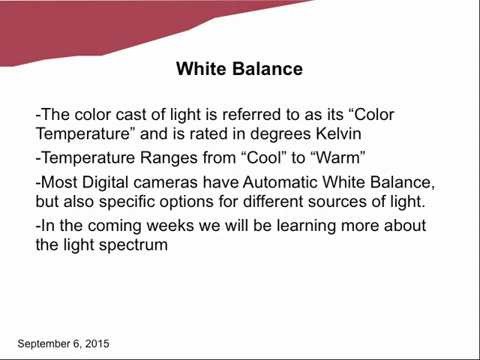In white balancing, the color cast of light is referred to as its color temperature, and color temperature is rated in degrees Kelvin. Temperature ranges from cool to warm. Most digital cameras do have automatic white balance, but also specific options for different sources of light. In the coming weeks, we will be learning more about our light spectrum, our degrees Kelvin, where ultraviolet versus gamma versus X-ray falls, to sunlight and tungsten. What do all these mean? We're going to be studying that when we get to lighting.